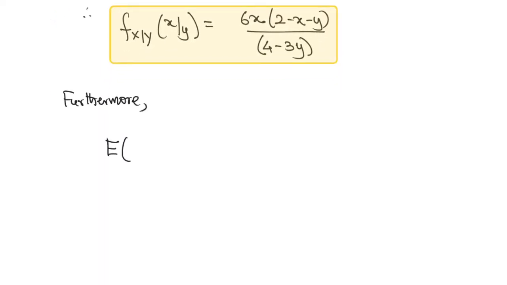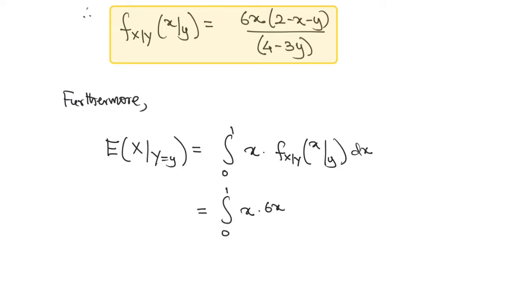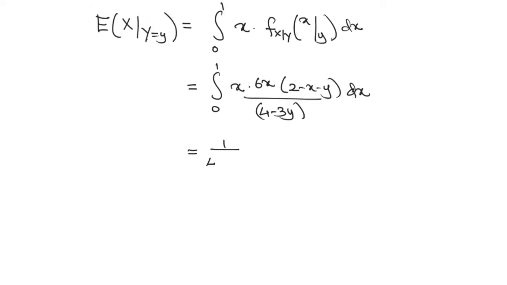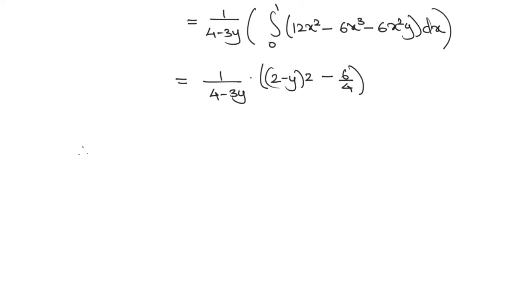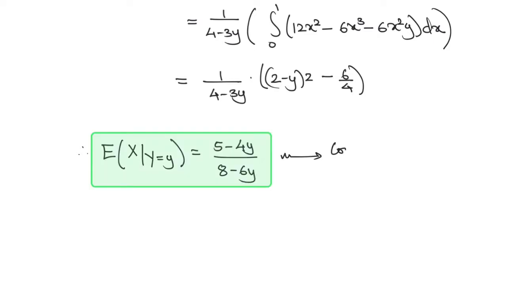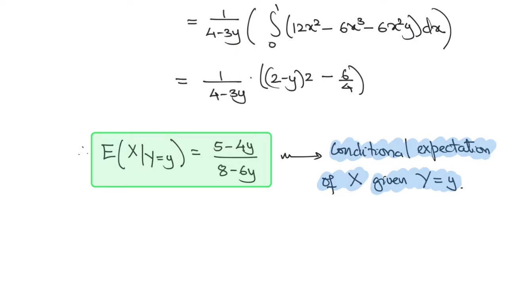Furthermore, we can calculate the expected value of this conditional PDF. This is going to be the integral from 0 to 1 of x times f_{X|Y}(x|y) dx. Notice that the conditional PDF is a function of x, which is the reason why we are integrating with respect to x. We can follow through this calculation to get the expected value of the conditional PDF of X given capital Y equals y to be equal to (5 minus 4y) divided by (8 minus 6y). This is the conditional expectation of X given that Y equals small y.